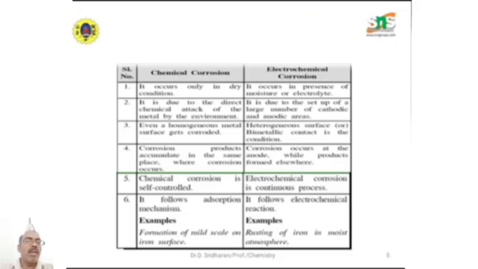It happens only on the metal surface, whereas in electrochemical corrosion, the corrosion occurs at the anode while products are formed elsewhere on the surface or the container. Chemical corrosion is self-controlled. Electrochemical corrosion is a continuous process. Chemical corrosion follows the adsorption mechanism, whereas electrochemical corrosion follows electrochemical reactions.